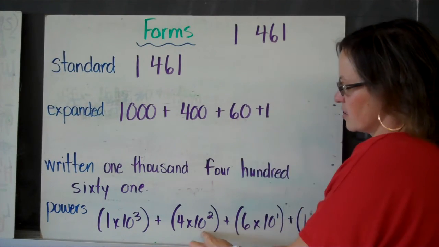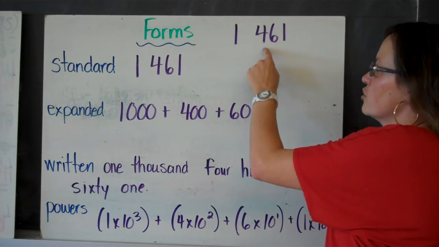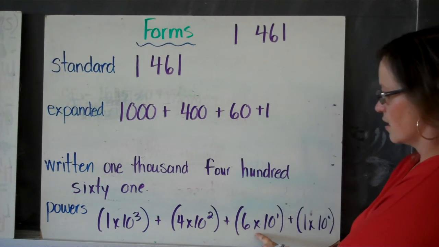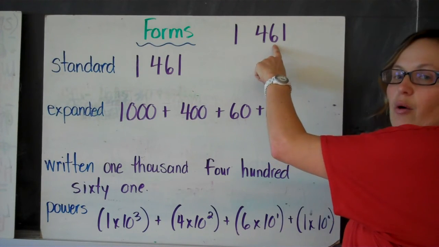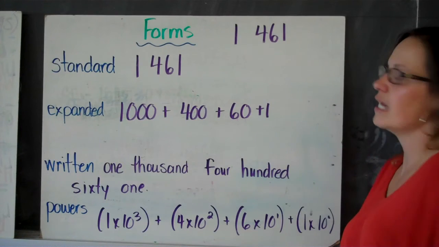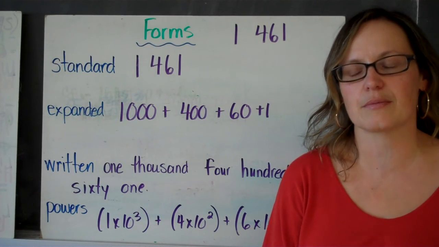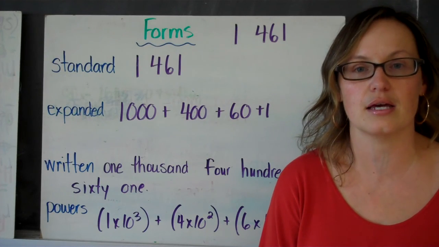4 times 10 to the power of 2, 400. 6 times 10 to the power of 1 is 60. And 1 times 10 to the power of 0 is 1. So that's just a quick review of some of the concepts we were talking about in number sense.